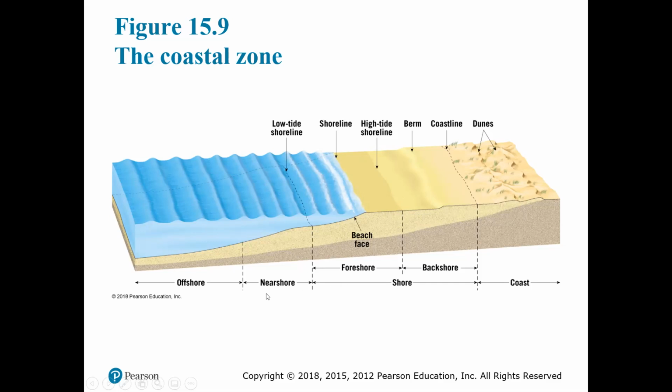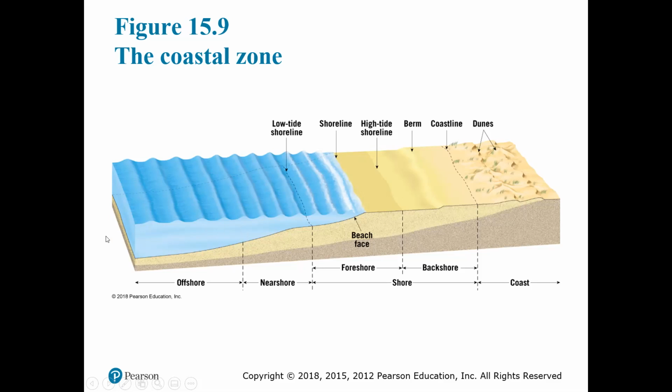We also have the nearshore and the offshore. The nearshore is the area between the low tide shoreline and the line where the waves are going to break, where we've still got water here, but it's along that slope there, and then offshore is everything seaward past that point.